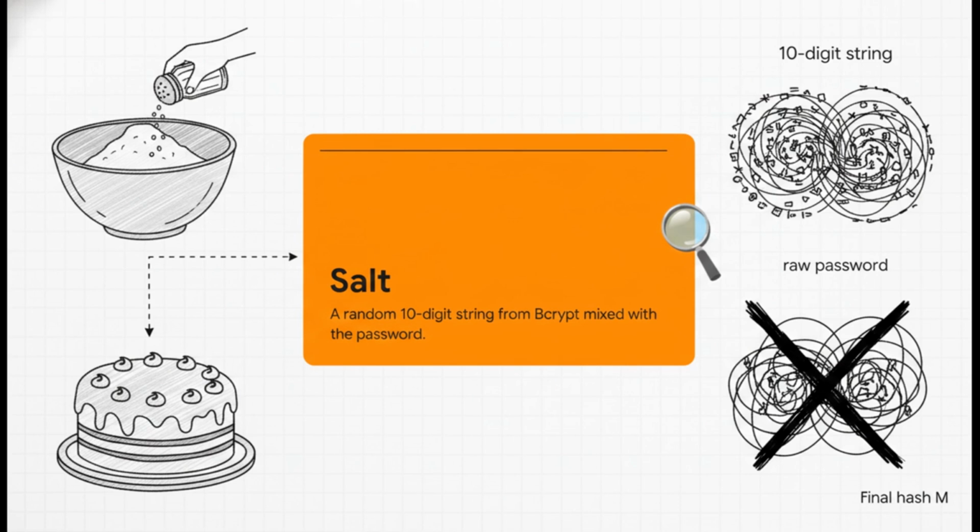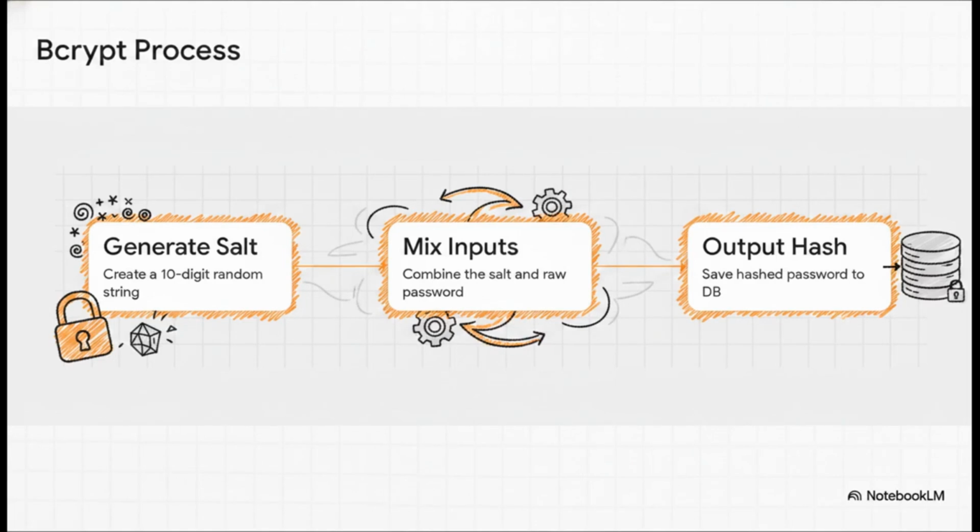You cannot unbake the cake. You can't separate the salt back out from the flour. The original password is gone forever, replaced entirely by the final hash. Here is that process step by step in the backend logic. Right before the database save actually happens, we intercept the flow.